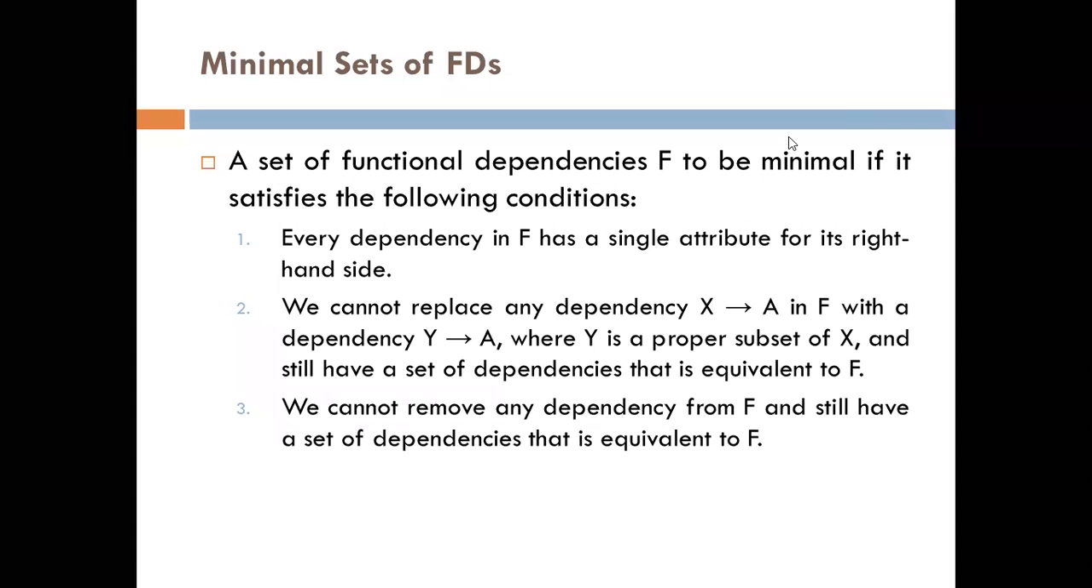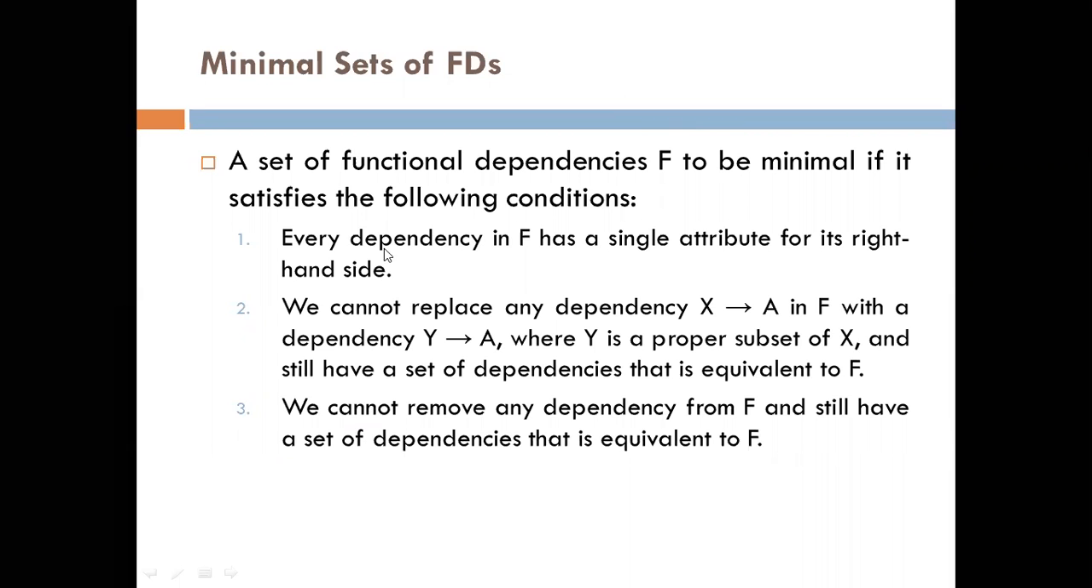Minimal sets of functional dependencies. Just as we applied inference rules to expand the set of functional dependencies to arrive at the closure F plus, it is possible in the opposite direction also, which means we can shrink or reduce the set of functional dependencies to its minimal form. The reverse process of finding the closure is called the minimal cover.